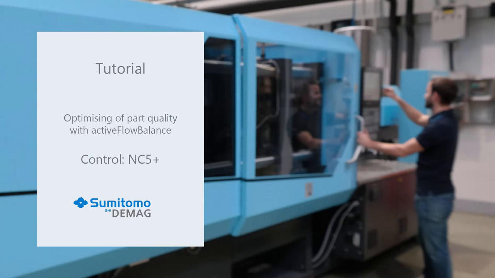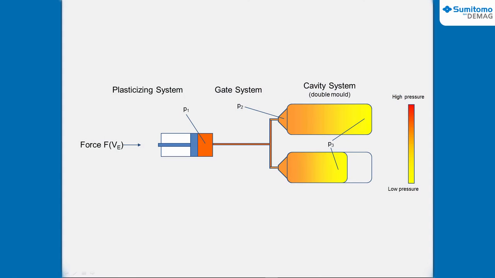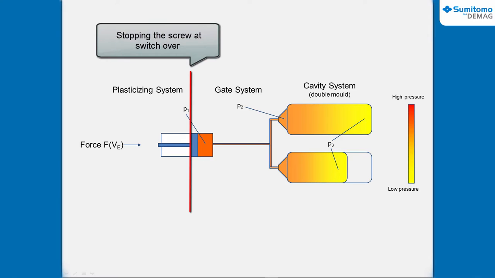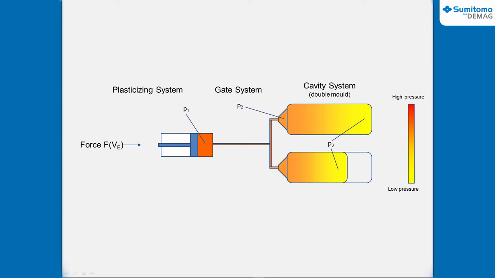Optimization of part quality with ActiveFlowBalance. How does ActiveFlowBalance work? For multi-cavity molds, it is required to fill the cavities equally with melt. The reality is often different. Initially, after injection, the cavity filling looks unbalanced. By stopping the screw at the switchover to holding pressure, the cavities can get pressure compensation. The holding pressure is not applied until this happens.